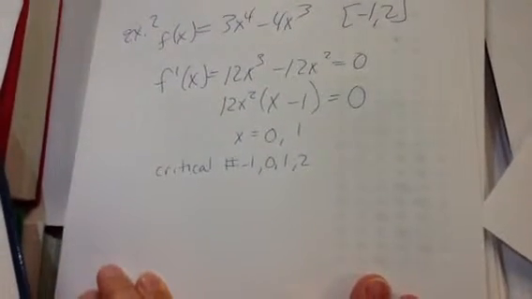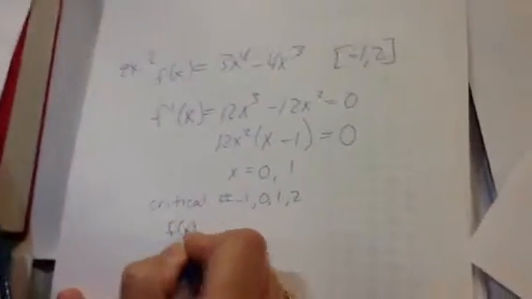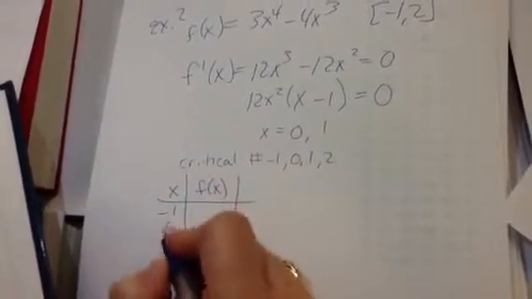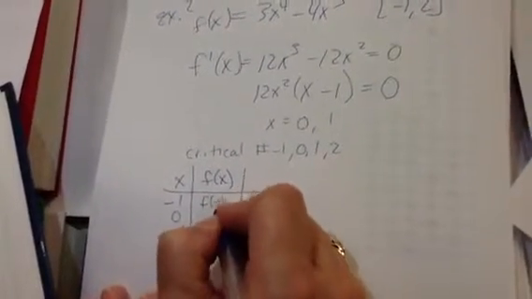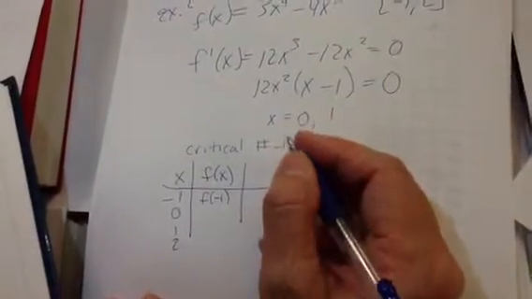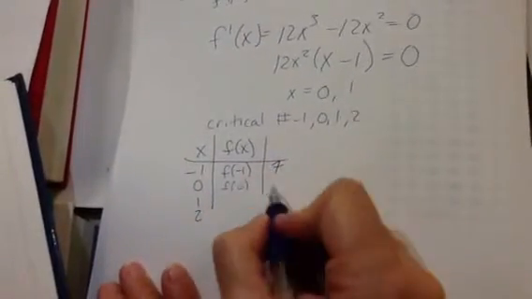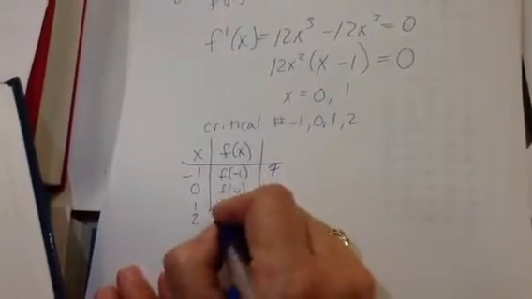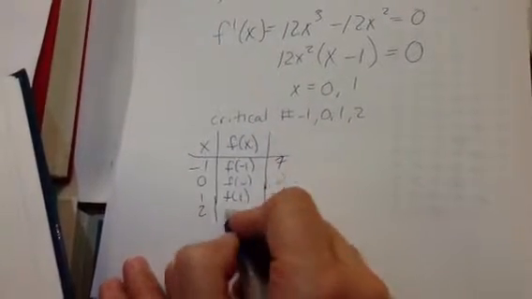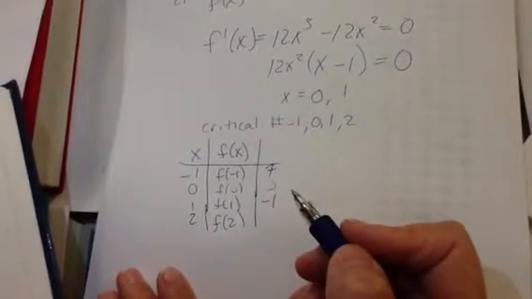Second derivative test. We'll go back to the original. So what I have here is f of x, and I am going to put x here. I put in a -1, a 0, a 1, 2. I plug in -1, and I'm going to get 3 plus 4, which is 7. Then I plug in a 0, and I get 0. And then I plug in a 1, and I get 3 minus 4, which is a -1. I plug in 2. 16 times 3 is 48. Minus 32.